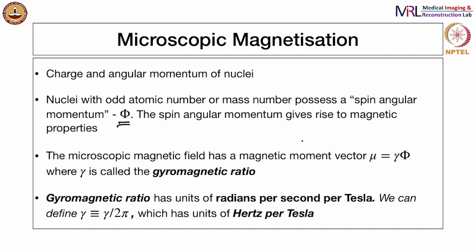The microscopic magnetic field has a magnetic moment associated with it that primarily comes from the spin, and that moment vector we denote by mu, which is gamma times phi. This gamma is known as the gyromagnetic ratio, and it can be measured for different types of nuclei. The gyromagnetic ratio has units of radians per second per Tesla. Sometimes you will also see this notation, gamma bar, which is gamma by 2 pi. I'm going to abuse notation and use gamma and gamma bar interchangeably, but wherever required, I'll mention that, and you can put the appropriate symbol.